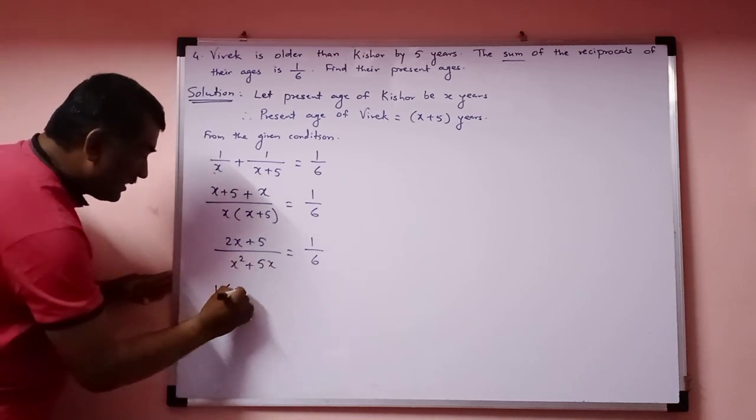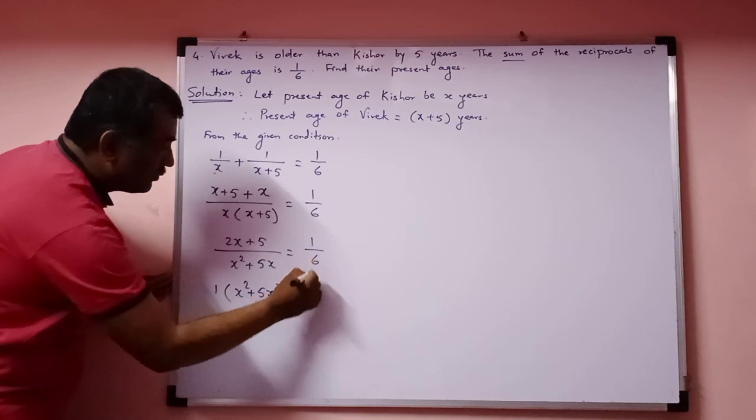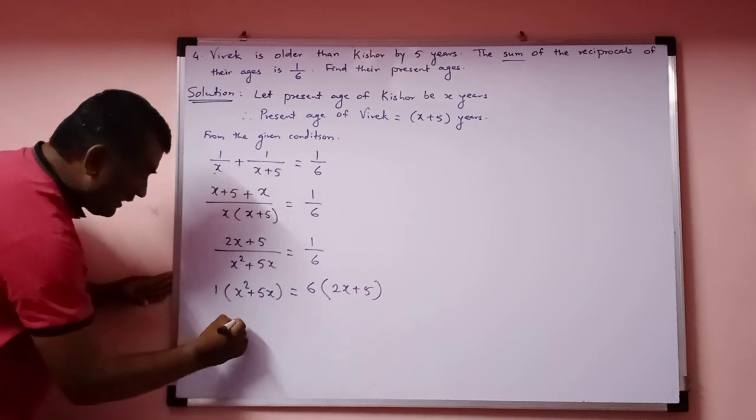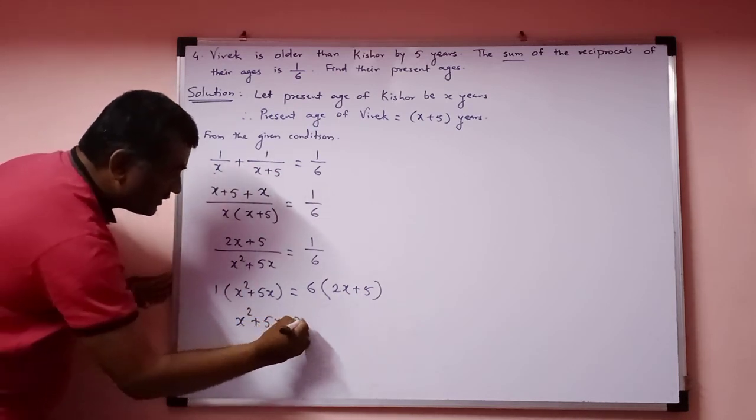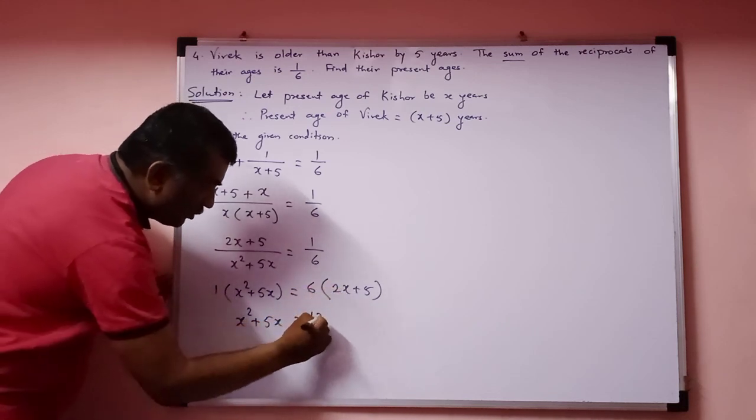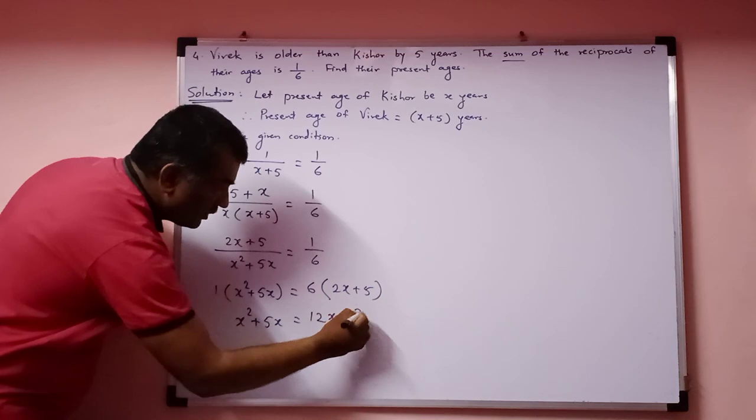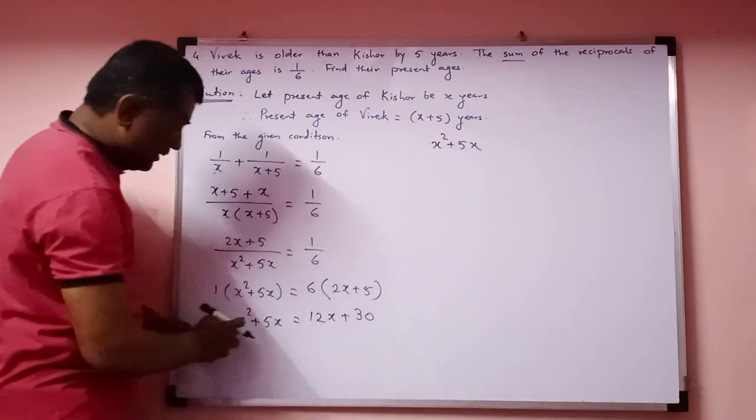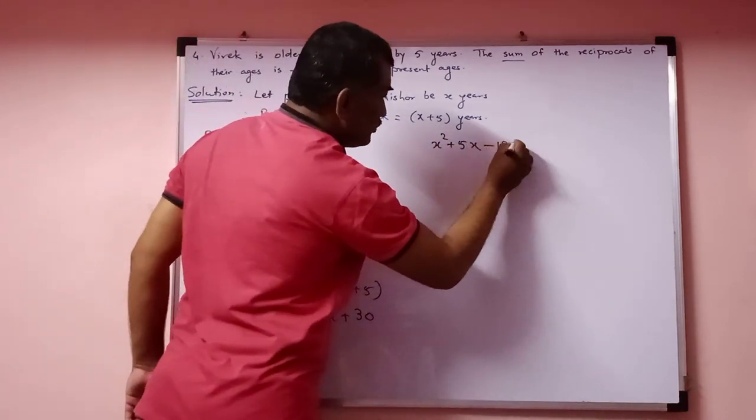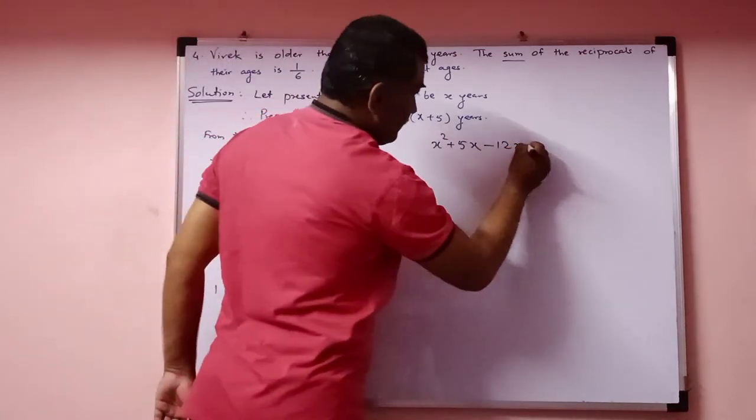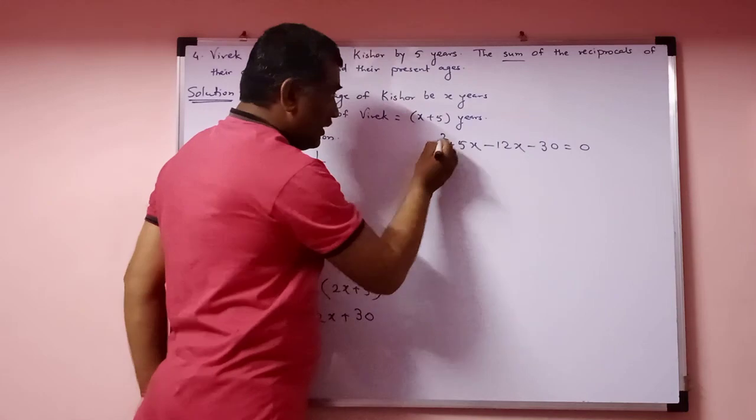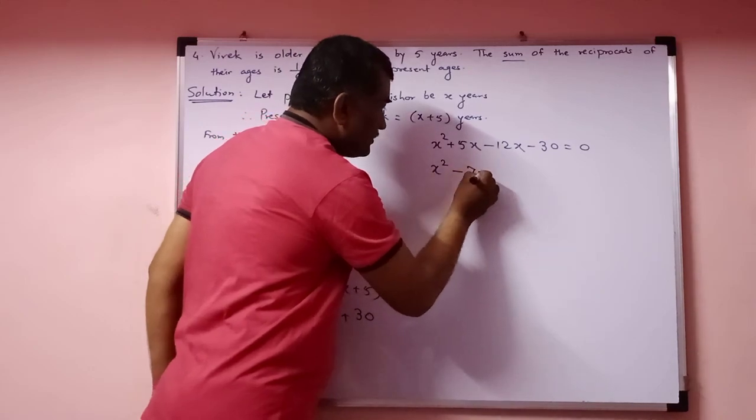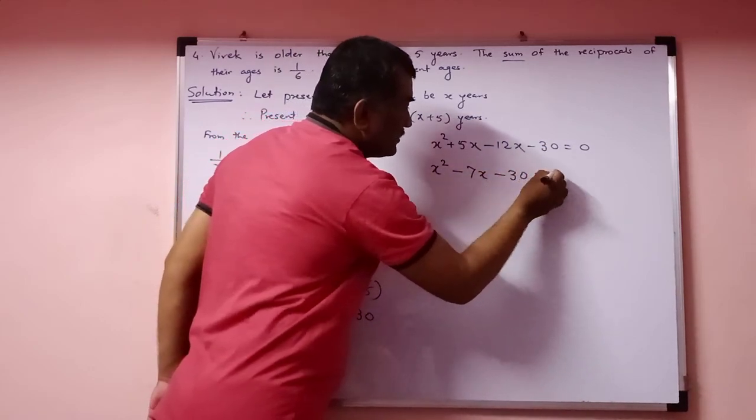1 इंटू ब्रॅकेट एक्स स्क्वेअर प्लस 5x इज इक्वल टू 6 इंटू ब्रॅकेट 2x प्लस 5. 1 न मल्टिप्लाय केल्यानंतर काही बदल होणार नाही. एक्स स्क्वेअर प्लस 5x इज इक्वल टू 6 इंटू 2x. 6 2s are 12x प्लस 6 5s are 30. एक्स स्क्वेअर प्लस 5x प्लस 12x लेफ्ट हँड साइडला मायनस 12x प्लस 30 लेफ्ट हँड साइडला मायनस 30 इज इक्वल टू 0. एक्स स्क्वेअर प्लस 5x मायनस 12x मायनस 7x मायनस 30 इज इक्वल टू 0.